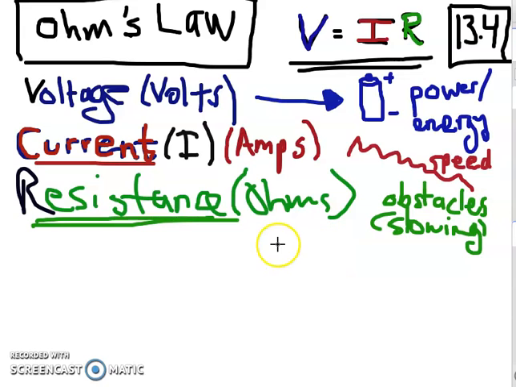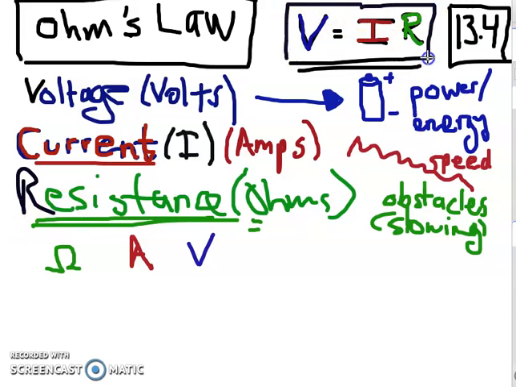Let's go over the actual letters that each of these have. So ohms have the special Greek letter omega for O, ohms, and amps have just the letter A. Volts have the letter V. So that's all fairly standard. But how are we going to remember this Ohm's law?